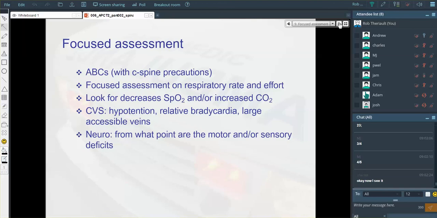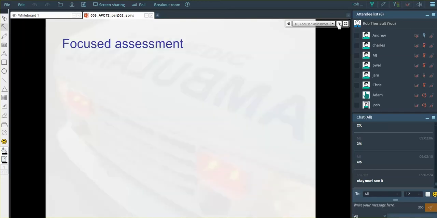Neurologically, we want to figure out at what point there's loss of motor and sensory function, and we can do that just by simple touch. Warm, dry, normal skin color. There may be priapism present. That may be present in paraplegia, not just quadriplegia.